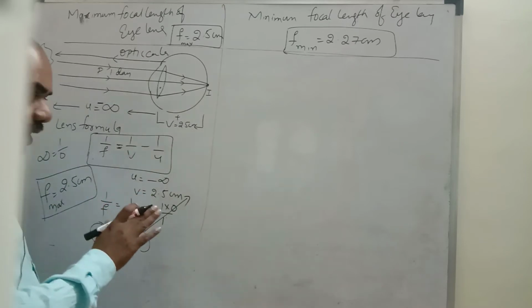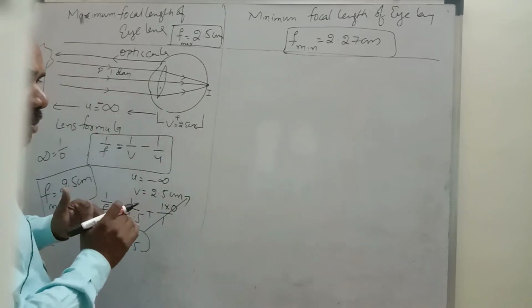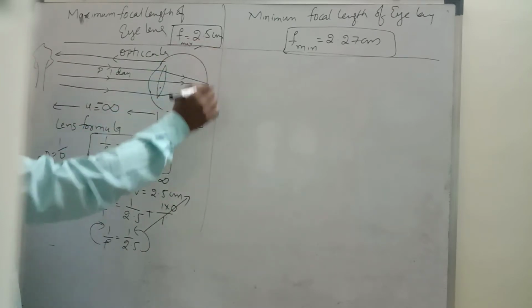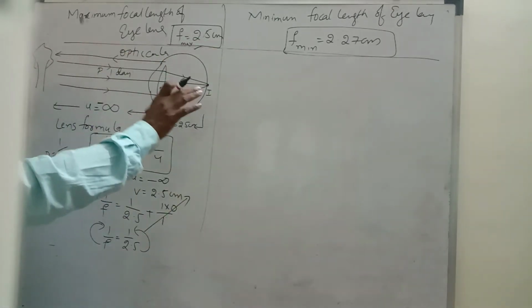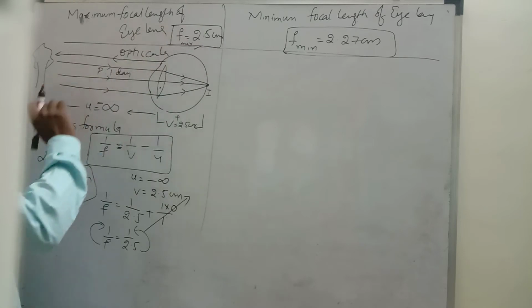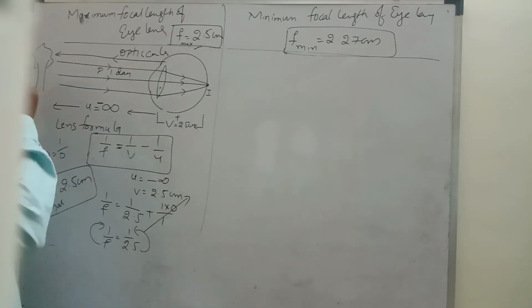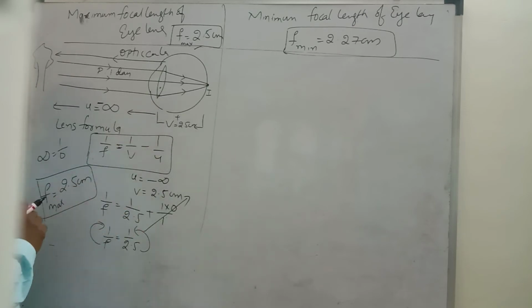Derivation is not needed, but you should remember the procedure for how to solve this. How do you get the maximum focal length of the eye lens? The derivation is not important, but the value is important. You should know the procedure in numericals. This process will be very useful.